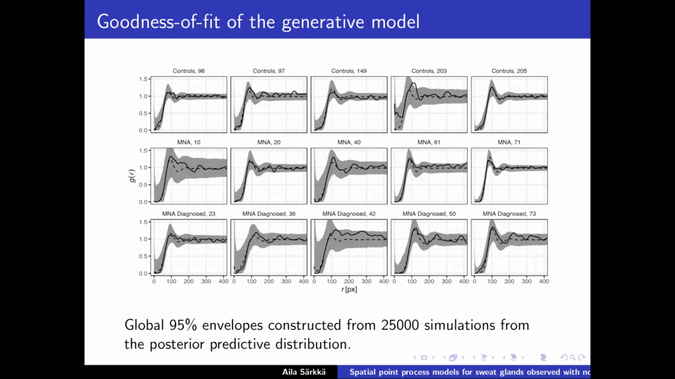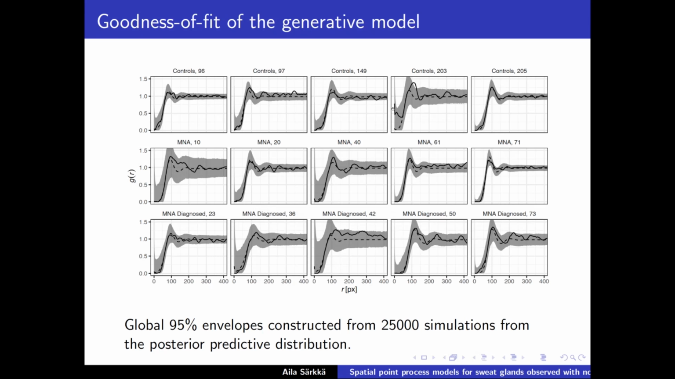And here is a similar type of goodness of fit test as we did before. Now the envelopes are from the posterior distribution. And here again, we see that the model fits quite well. In fact, the goodness of fit looks a little bit better than for the first sequential model, but still there are some cases where it's not perfect.